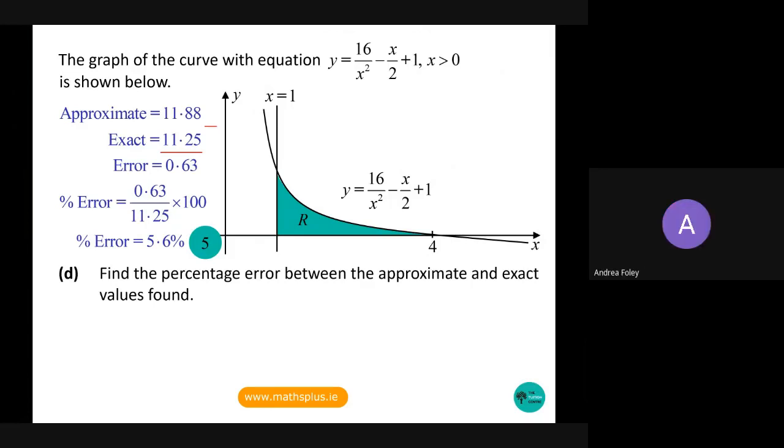So this one's on a 0, 3, 5 scale. Partial credit here is some correct substitution. So if you put in some parts of that right into a formula to find the percentage error, you can get partial credit here for 3 marks. The percentage sign is not needed for the full credit. So you do not need the percentage sign here to get the full credit. So 5.6 will get you the full credit here.